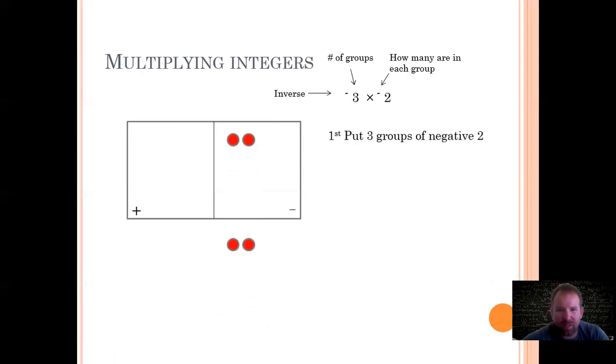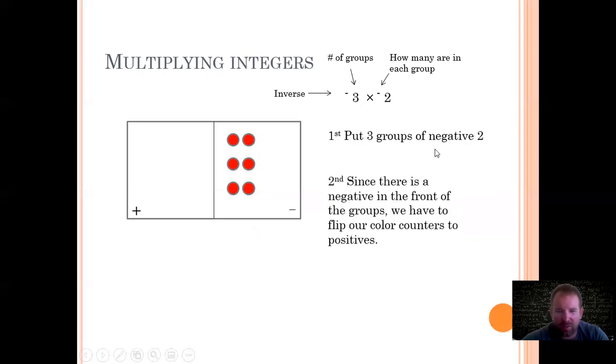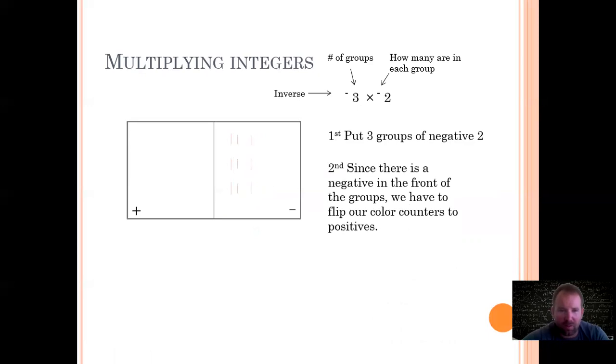All right, same thing here. We got the inverse of negative 2. But first thing, we got to make 3 groups of negative 2. One group, 2 groups, 3 groups. Now, the inverse means the opposite. So we are going to do what? Flip them. Our negative counters are now going to become positive counters. And we got our answer. Count them up, and we're done. Positive 6.